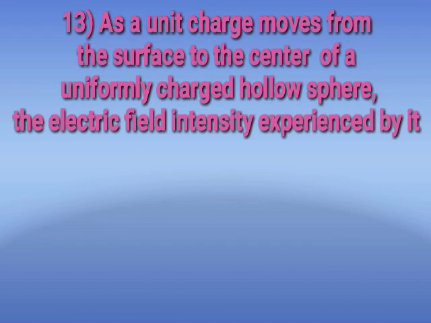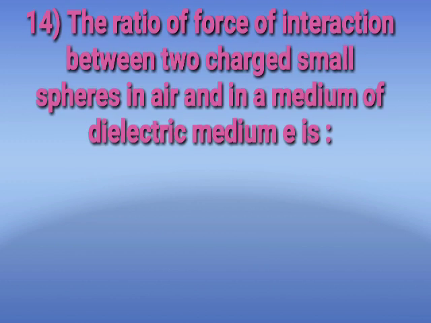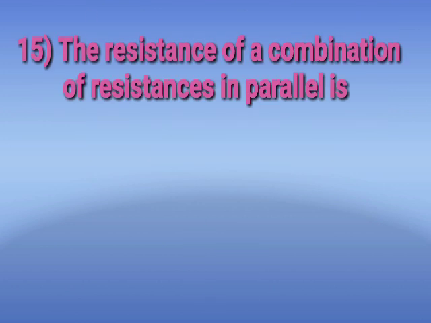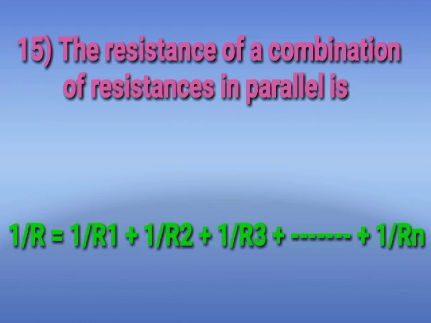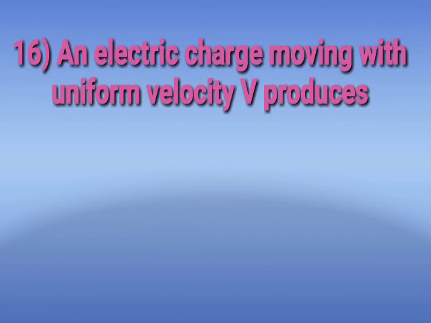As a unit charge moves from the surface to the center of a uniformly charged hollow sphere, the electric field intensity experienced by it is 0. The ratio of force of interaction between two charged small spheres in air and in a dielectric medium is epsilon:1. The resistance of a combination of resistances in parallel is 1 by R equals 1 by R1 plus 1 by R2 plus 1 by R3 plus dash dash plus 1 by Rn.